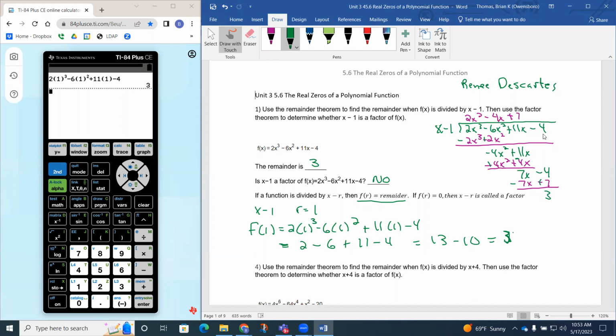So this is going to be called the leftovers. We have this remainder of 3. So since there's a remainder of 3, x minus 1 is not a factor of the polynomial function 2x cubed minus 6x squared plus 11x minus 4. So you can see where we want to avoid long division, and that's where this remainder theorem and factor theorem really help us out with saving some time. Kind of cool.